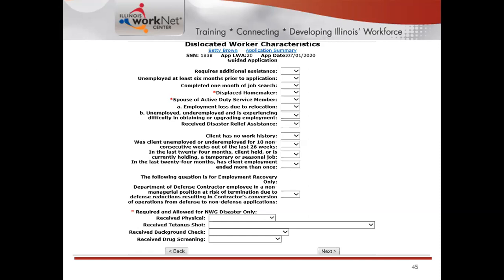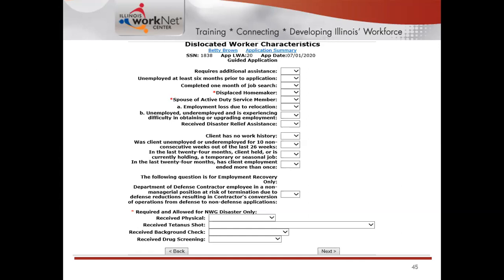The middle one, displaced homemaker, how logic works in IWDS is if a career planner says yes to that question, it's assumed he or she knows the definition, which we'll cover in a moment, and the eligibility would be determined. And then the spouse of an active duty service member, if that's a yes to that question, and then a yes to either employment loss due to relocation or unemployed and underemployed and experiencing difficulty in obtaining or upgrading employment, if a yes to that, it would make the client eligible under the criteria of spouse of an active duty service member. And we'll cover that in a moment also.